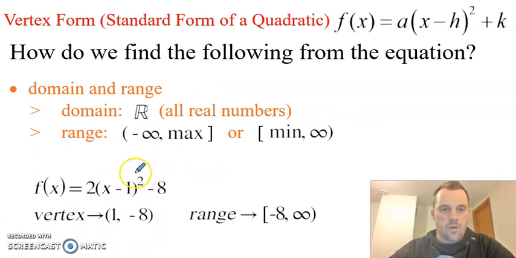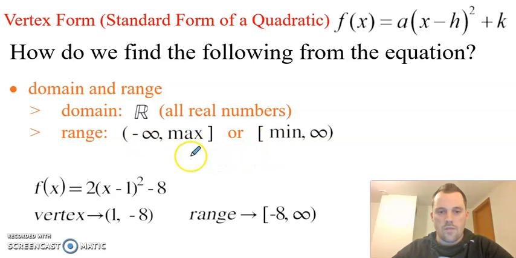And then last step, domain and range. Again, this depends on what that vertex and max or min represents, because our domain is all real numbers, and our range depends on if we have a max or min and what that value is. So in this same example, we've got this vertex at 1, -8. Since it opens up, we know that we had that minimum here at 1, -8. So our range goes from -8 up to positive infinity.